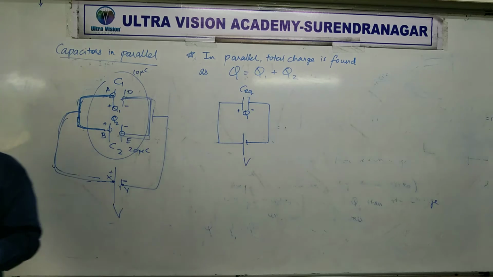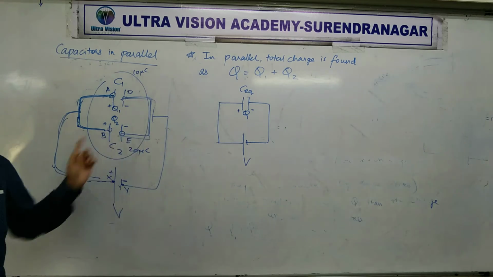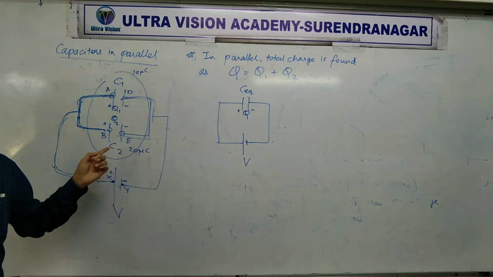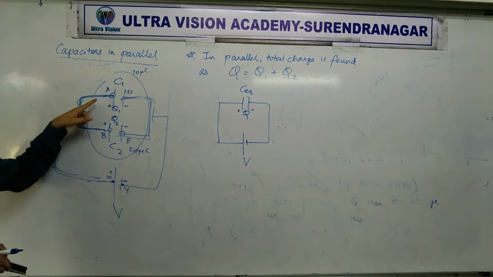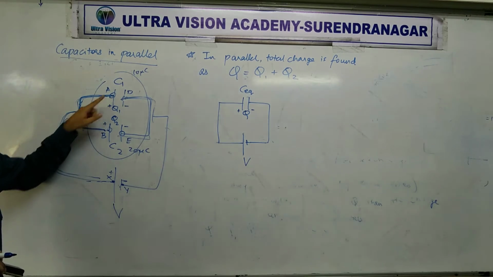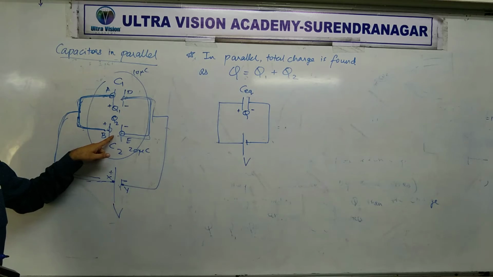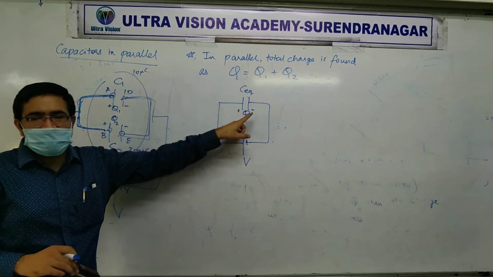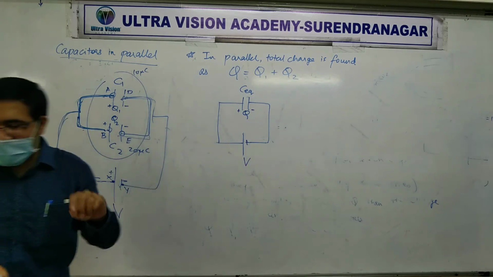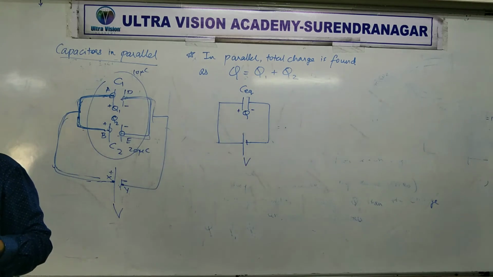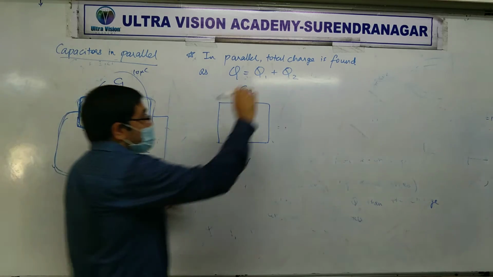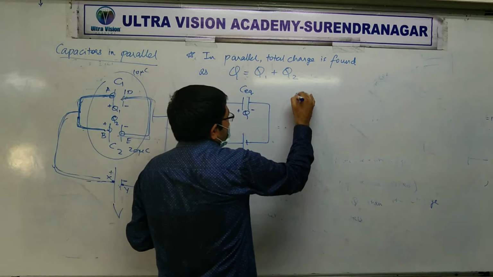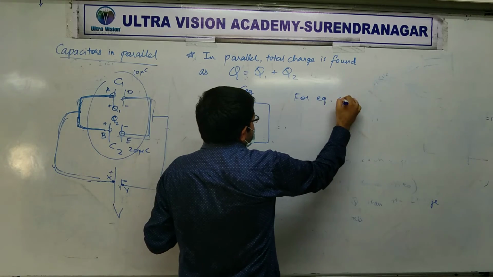But what is same? Voltage. I hope you are seeing. Whatever is the voltage for first one, that is V1. Whatever is the voltage for second one, that is V2. So V1 will be V2 and that will also be same as this. Did you understand? Again, the sentence: in parallel, what is same? Voltage.